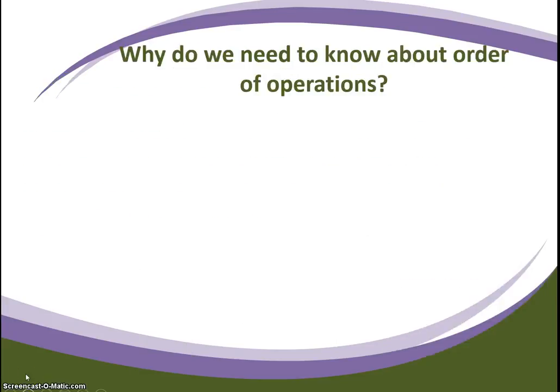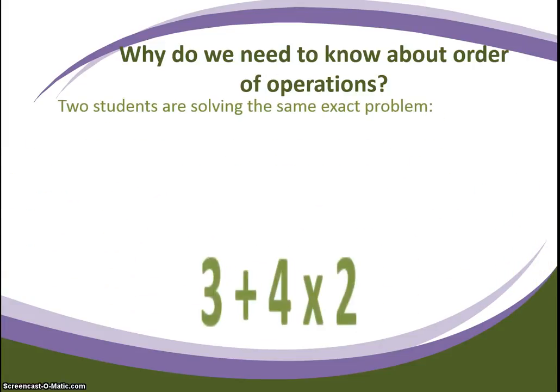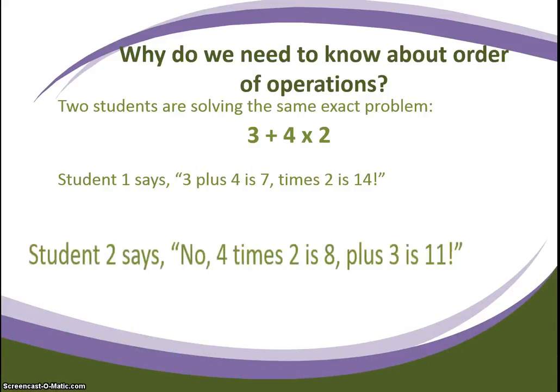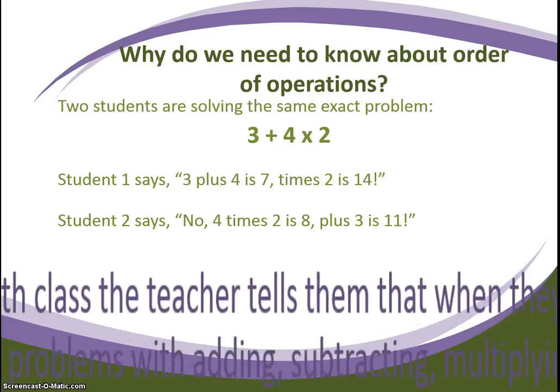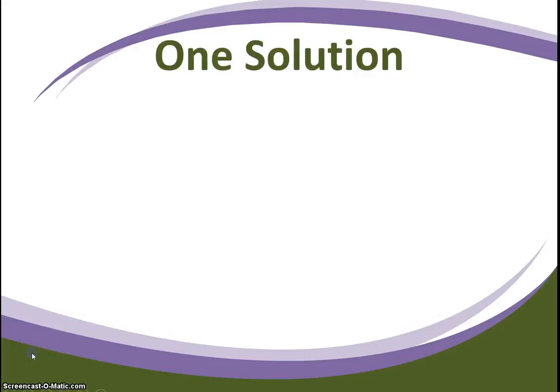So let's talk about why we need to know about order of operations. There are two students solving the same exact problem, 3 plus 4 times 2. One student says 3 plus 4 is 7, times 2 is 14. The other student says no, 4 times 2 is 8, plus 3 is 11. But in class, the teacher tells them that when they are doing problems with addition, subtraction, multiplication, division, exponents, and parentheses, there's only one correct answer. So that's why order of operations is so important.